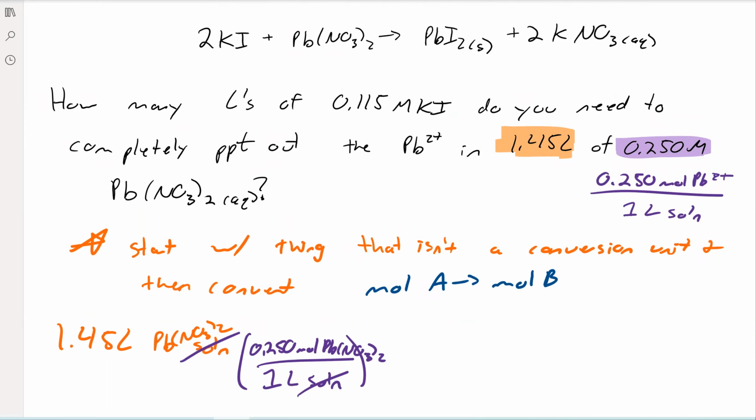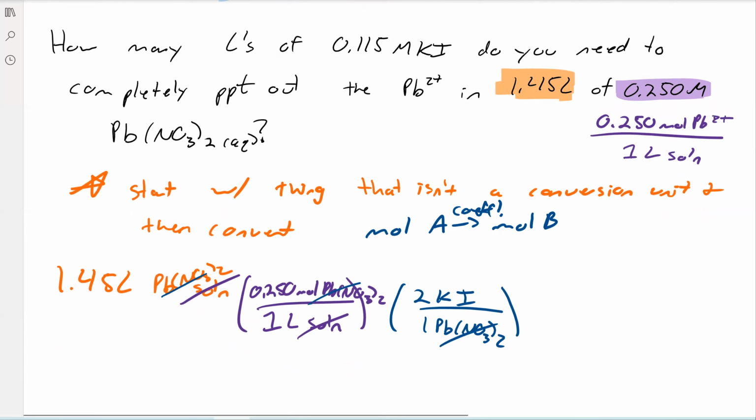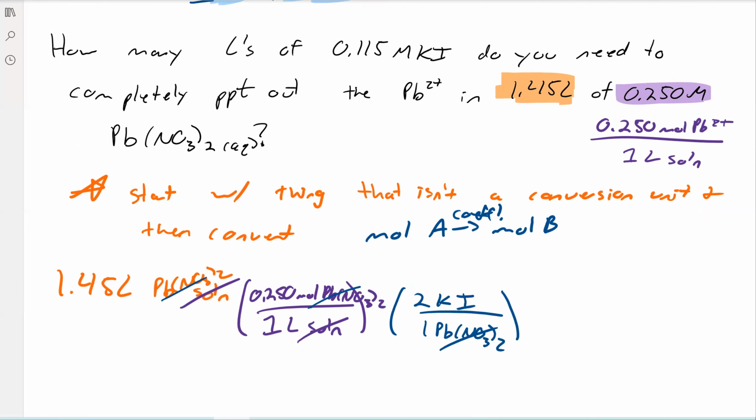And whenever you're going from moles of A to moles of B, we need to use the coefficients in our balanced equation. So if we take a look at our balanced equation, the lead nitrate has a coefficient of 1, while the potassium iodide has a coefficient of 2. So that tells us for every 1 lead nitrate, we need 2 potassium iodides. And so now at this point, we're talking about moles of potassium iodide. What we want to be talking about, however, is liters of potassium iodide.